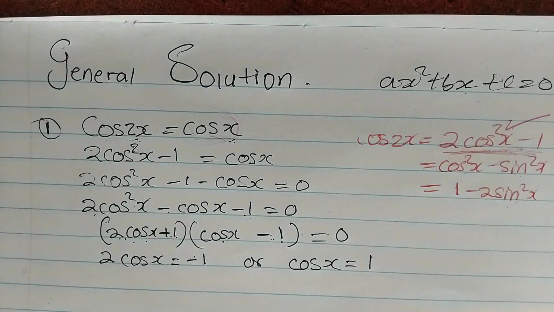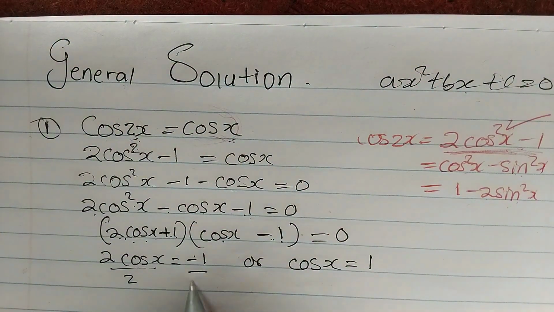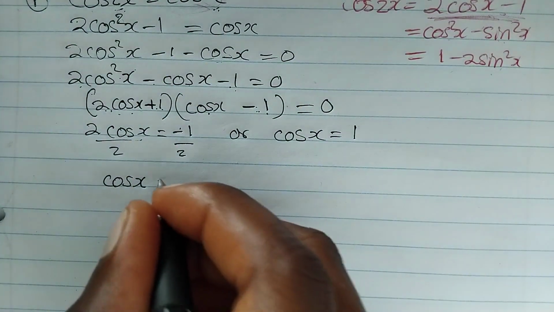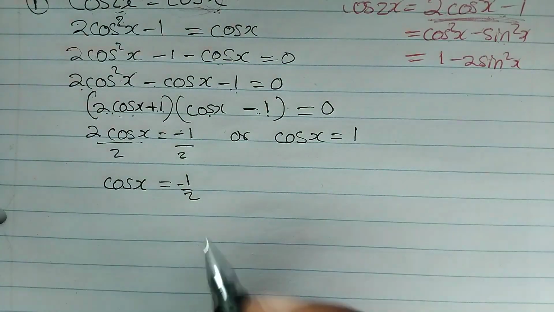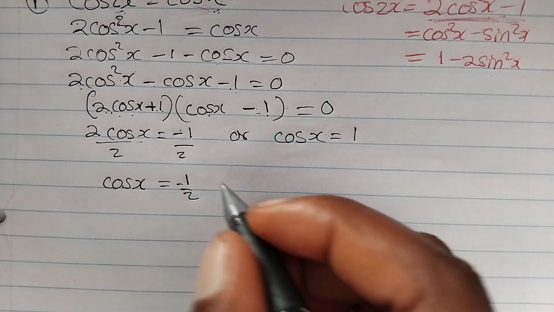So the answers, you'll have 2 cos x equal to minus 1, or cos x equal to 1. So for this one, we have to divide both sides by 2. If you divide both sides by 2, you are left with cos x equal to minus 1 over 2. So we have to check here. Cos x is equal to minus 1 over 2.